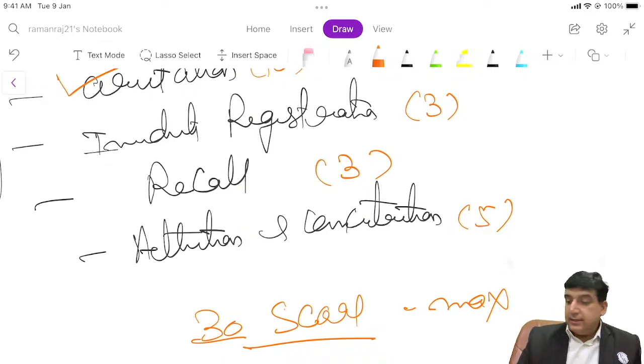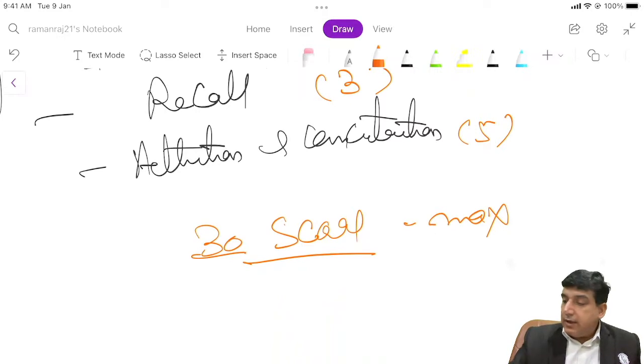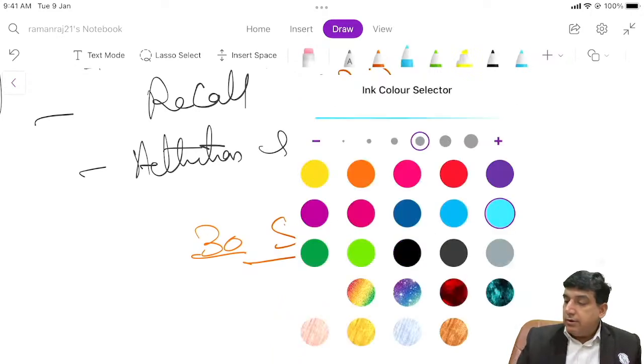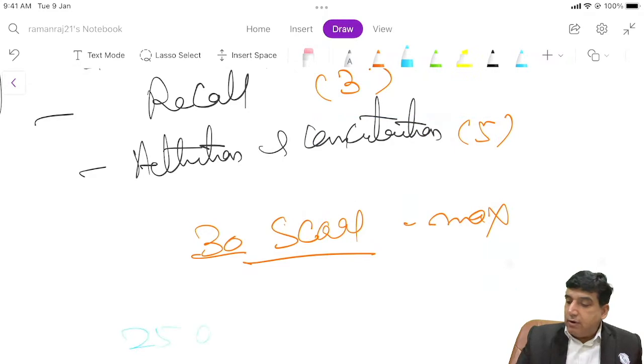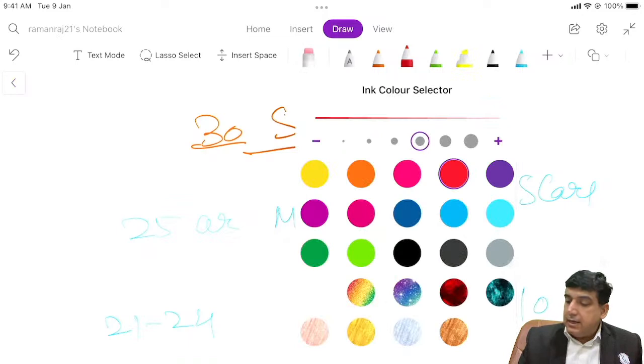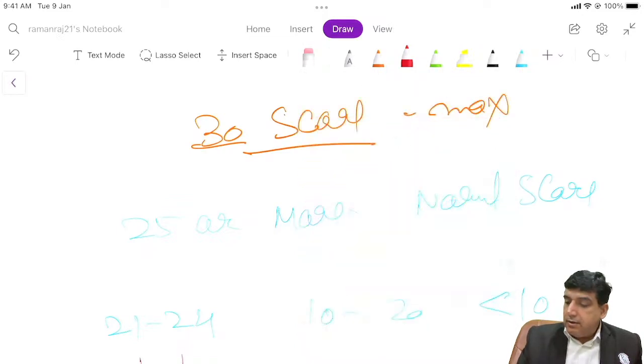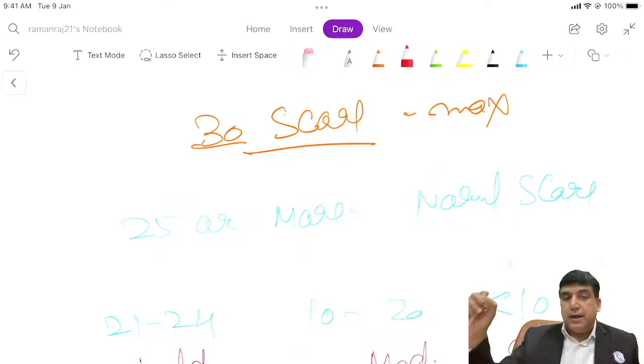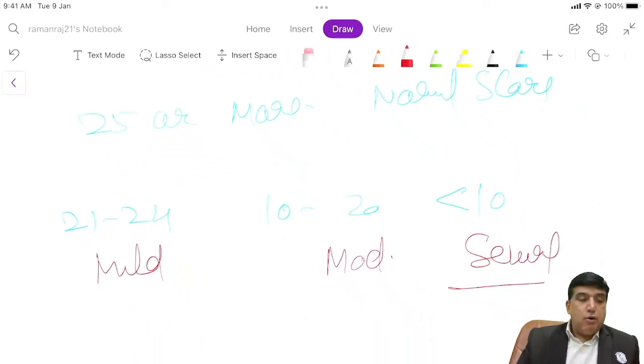Out of 30, a score of 25 or more is normal. 21 to 24 is mild dementia, 10 to 20 is moderate dementia, and less than 10 is severe dementia. So mild, moderate, and severe dementia.